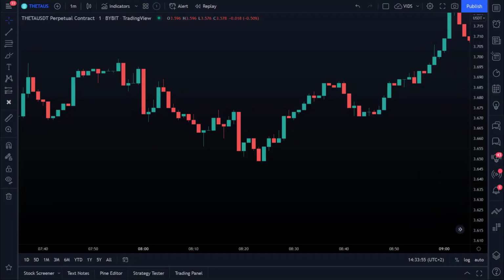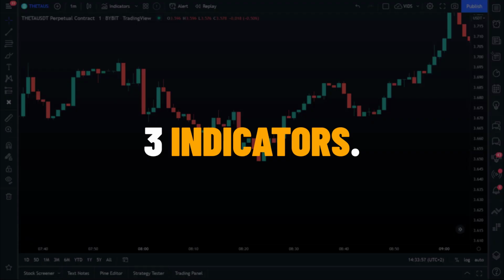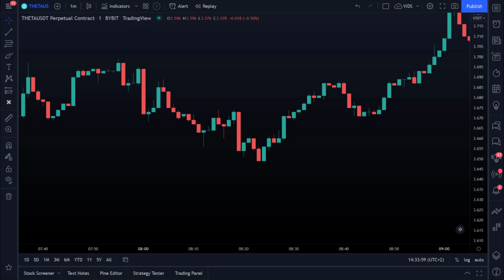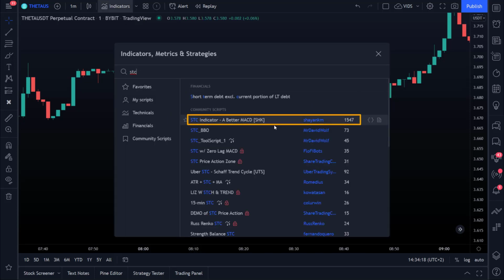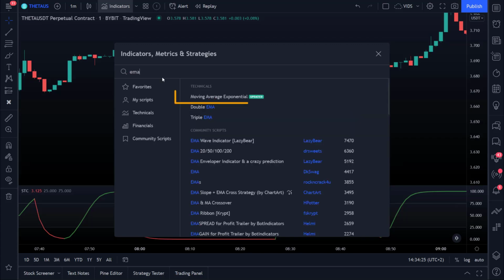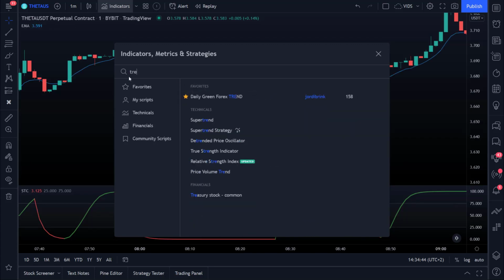With this strategy we use 3 indicators. Let's add them right away. The first indicator we add is the STC indicator. The second indicator we add is the EMA, or moving average exponential. The third and also the last indicator we add is the trend trading strategy.